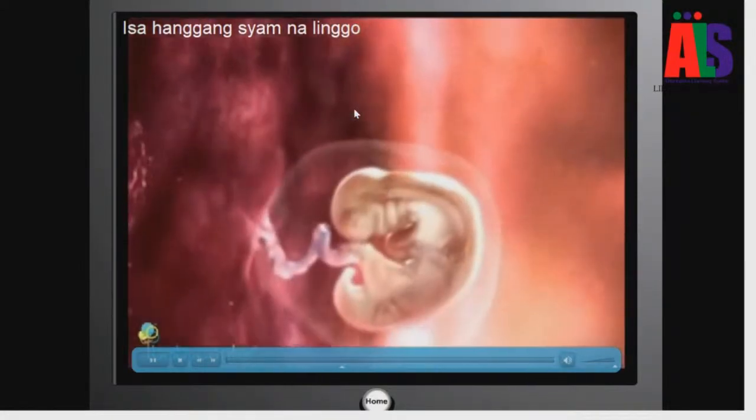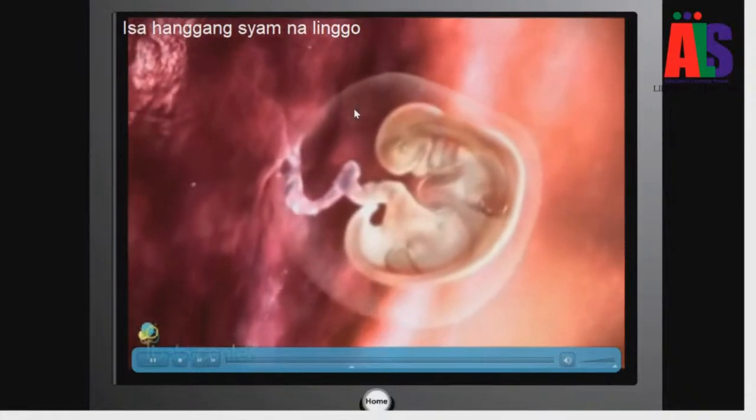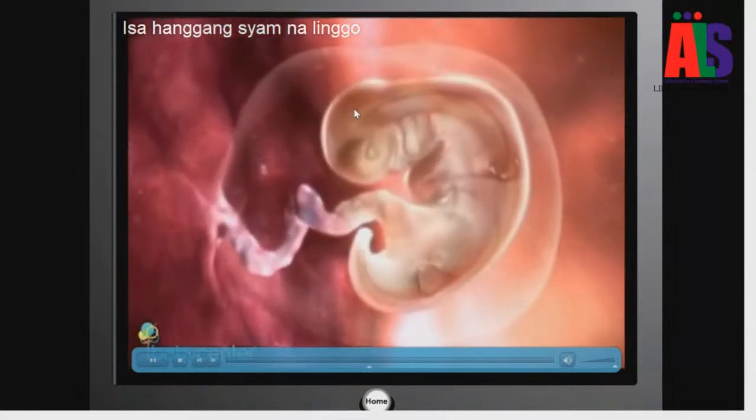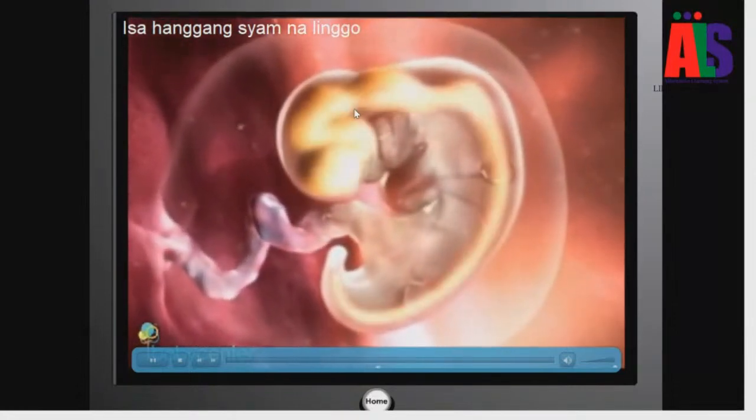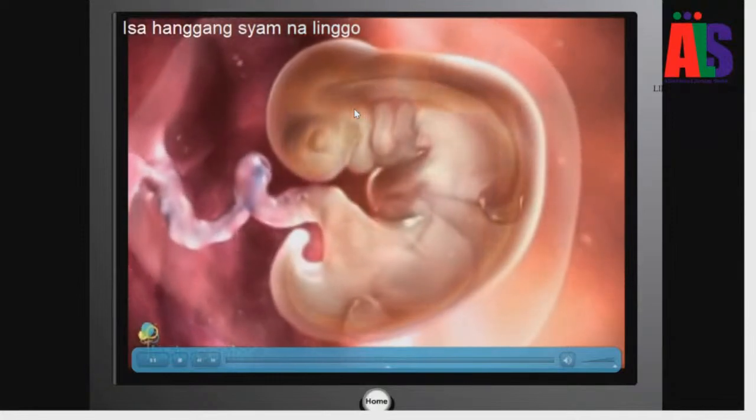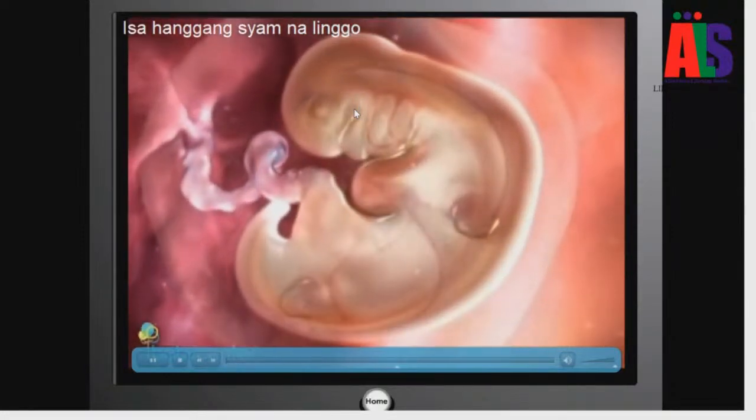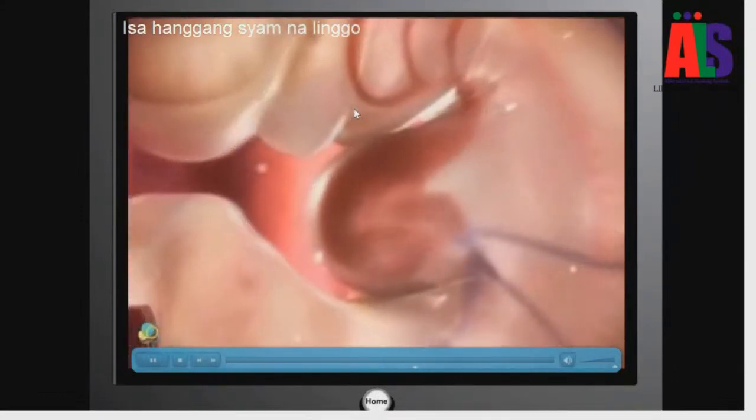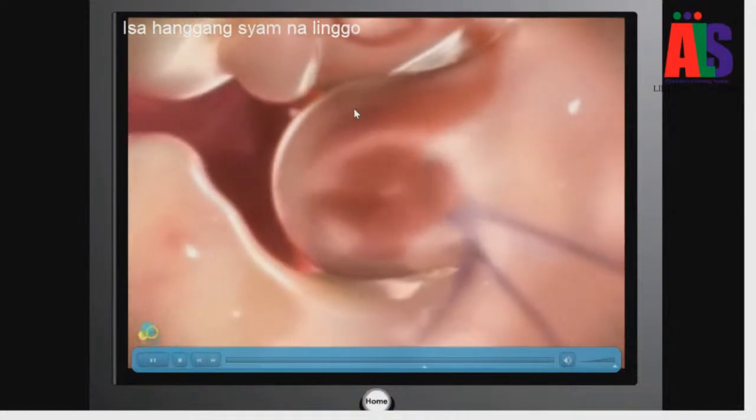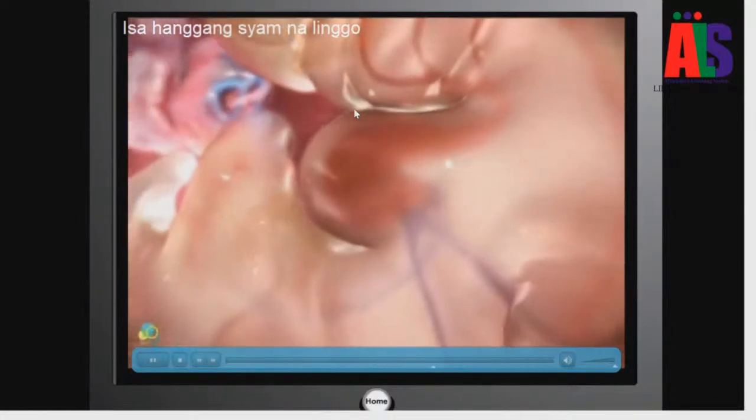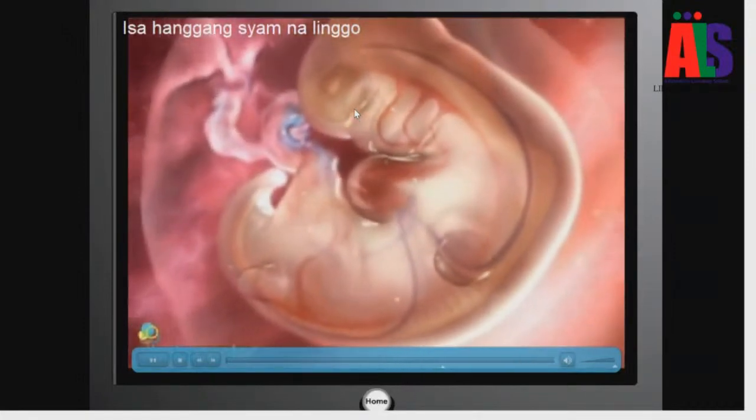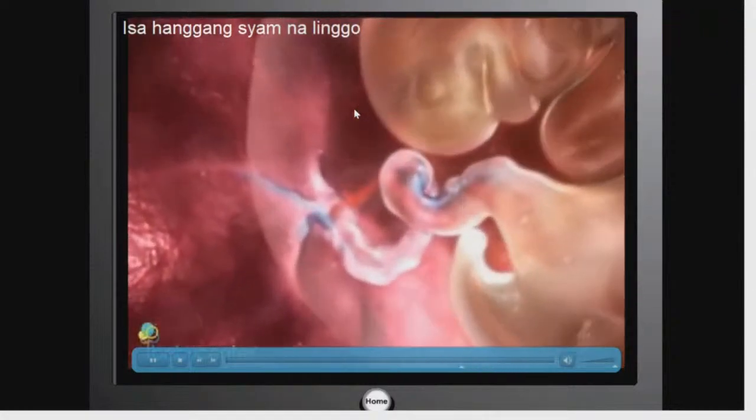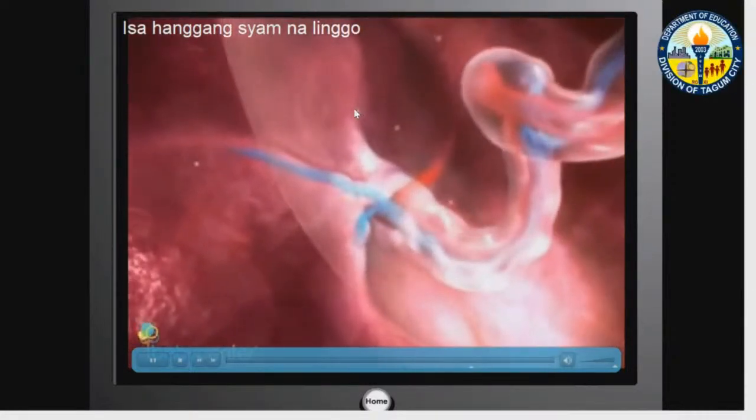Sa 5 linggo ng pagbubuntis, ang sanggol ay sinlaki ng sesame seed. Unti-unting nabubuo ang mga panloob na bahagi ng katawan ng sanggol. Ang utak at gulugod ng sanggol ay kita sa malinaw nitong balat. Sa yugtong ito nabubuo ang circulatory system ng sanggol at ang kanyang puso ay nagsisimula nang tumibok. Mukhang batang palaka o tadpole ang sanggol sa yugtong ito, subalit siya ay kumukuha ng sustansya at oksiheno sa pamamagitan ng placenta at umbilical cord o pusod.